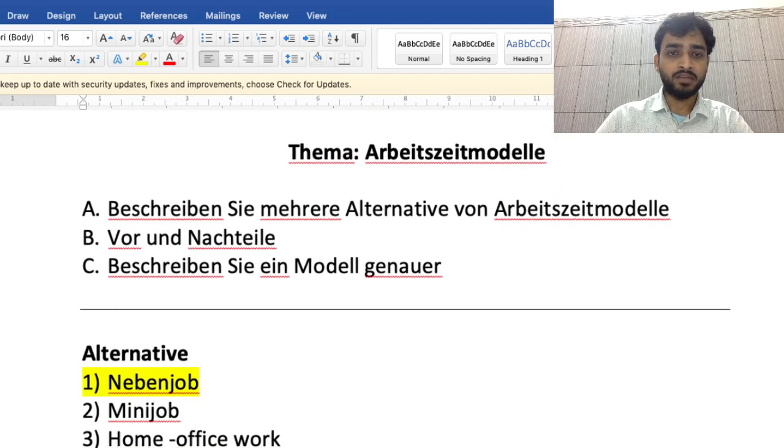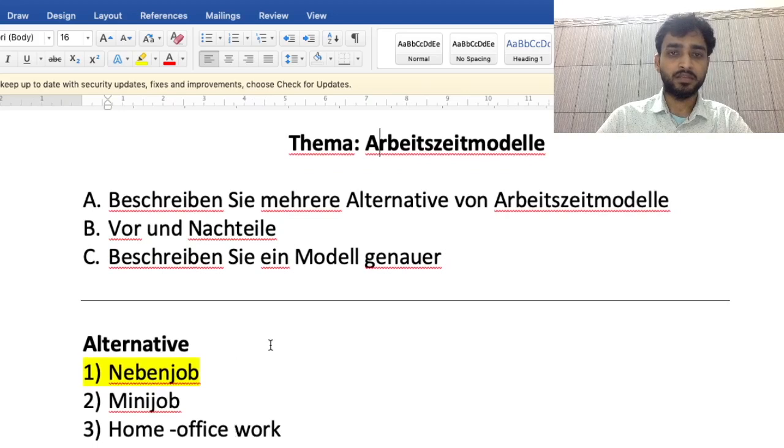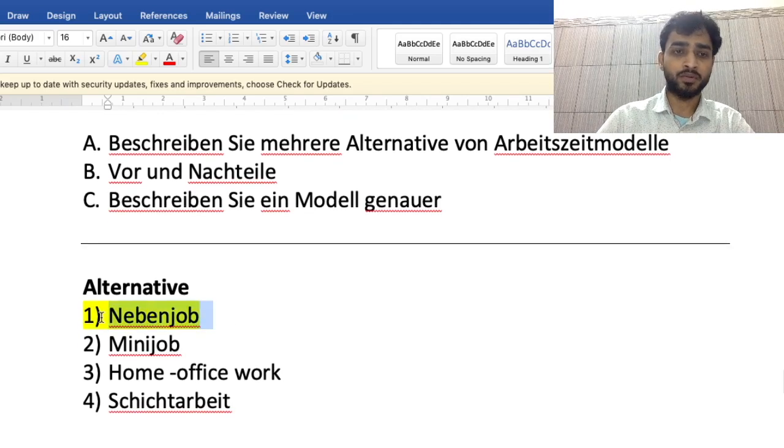So when we start, we can say like this. Es gibt verschiedene Arbeitszeitmodelle, zum Beispiel Nebenjob, Minijob, Homeoffice oder Schichtarbeit. Arbeitszeitmodelle bedeutet verschiedene Arbeitszeitmodelle, mit denen man sich beschäftigen kann. So heute spreche ich über Nebenjob.